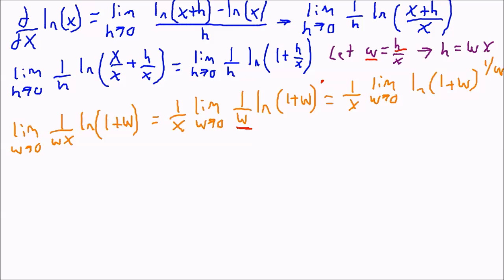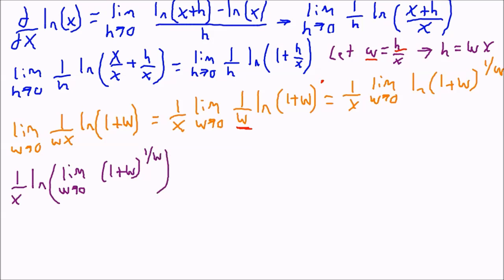From here we'll notice that my natural log is going to be continuous along the entire interval from 0 to infinity. So I'm allowed to bring it out in front and take the natural log of that limit. So we're going to have 1 over x ln of the limit as w approaches 0 of 1 plus w to the 1 over w.